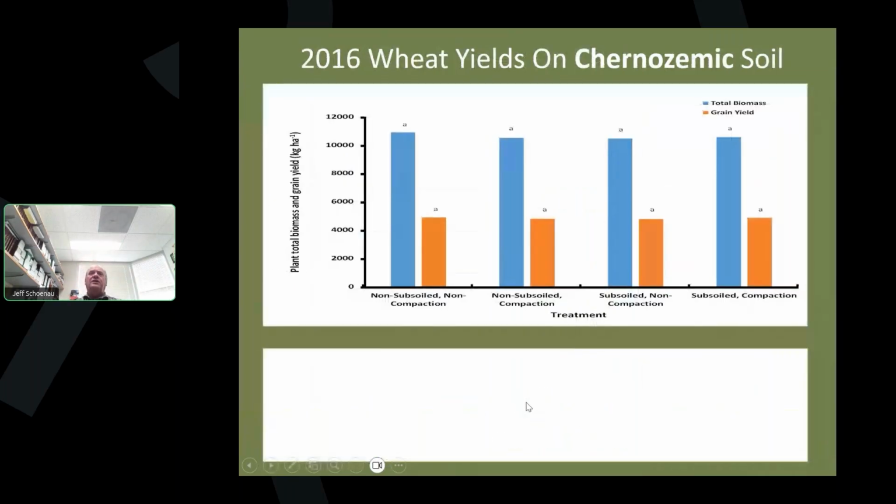Now, if we move on to the Chernozemic soil, which has better structure to begin with, and we look at the effect of short-term compaction, we've got all our treatments laid out there on the bottom, and I'm not going to go through those in a lot of detail. That's the total biomass. There's the grain yield. Really, it's pretty much a flat line. There's no difference in any of those treatments in terms of the grain yield.